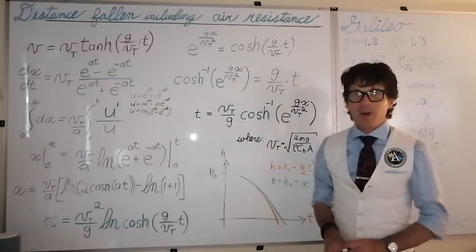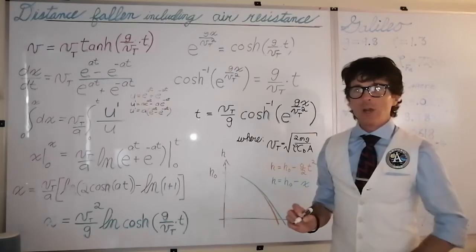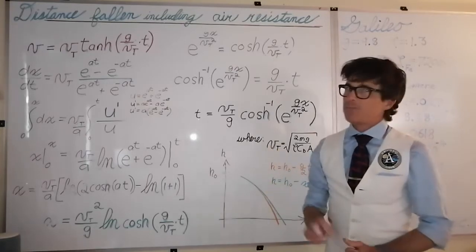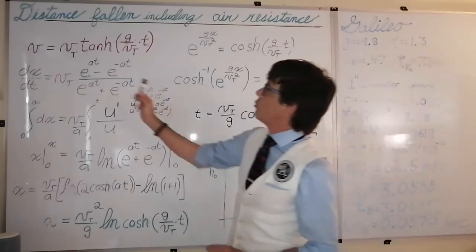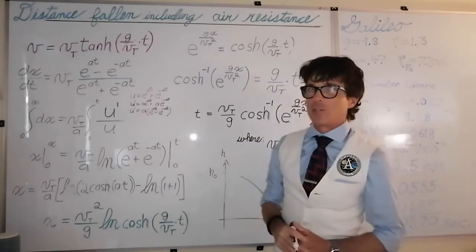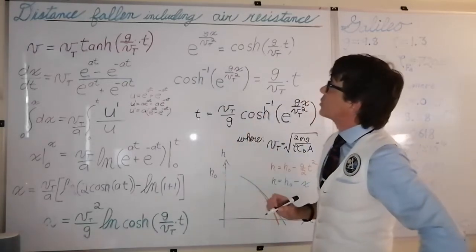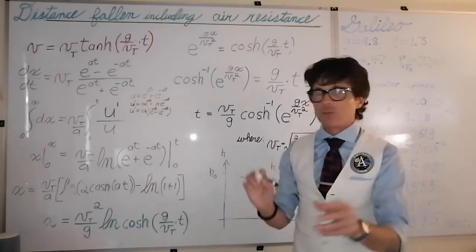Hi, I'm Andre, and I'm going to show you how to derive an equation for the distance an object falls, including air resistance. In my last video, I showed you this equation, which is the speed as a function of time an object falls, including air resistance. So what I'll have to do is write a differential equation.